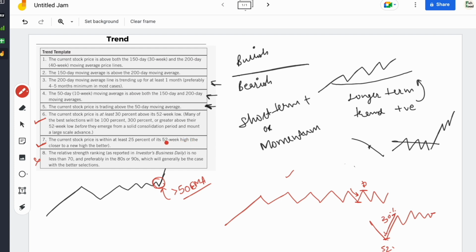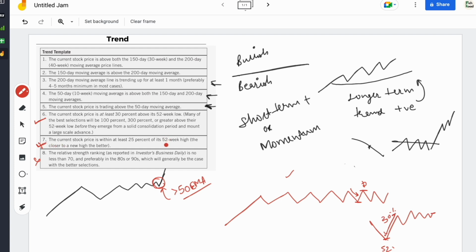Now see, if a stock is within 25% of its 52-week high, in most cases you will see point 6 automatically satisfied. But there will be points where number 7 doesn't satisfy, but number 6 does. So treat these two points differently. If you stick with number 7, number 6 will automatically be taken care of. But if you stick with number 6, number 7 doesn't necessarily need to be satisfied.